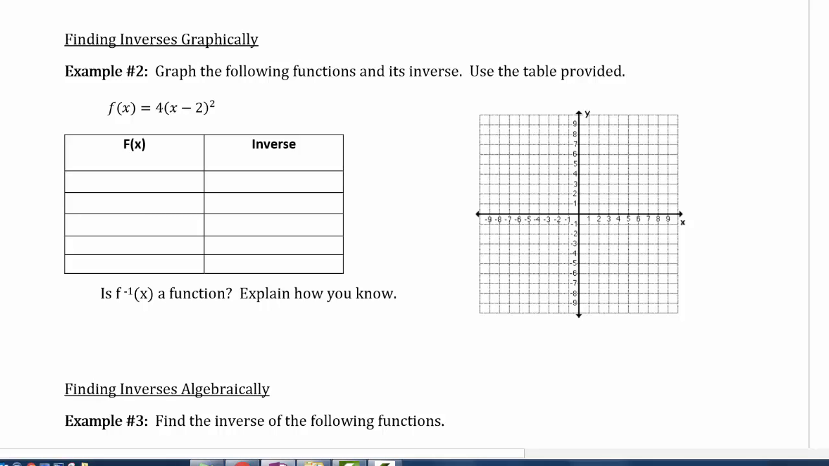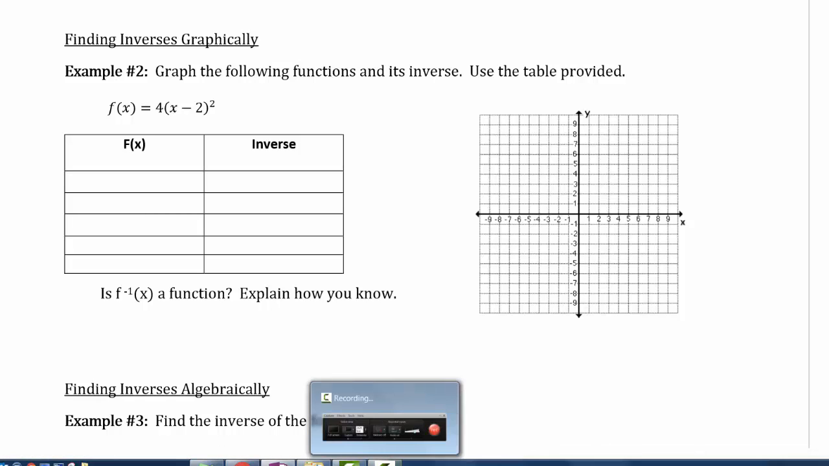Okay, so let's graph. We're going to find inverses graphically. So you'll need to take out your calculator and type in our function.